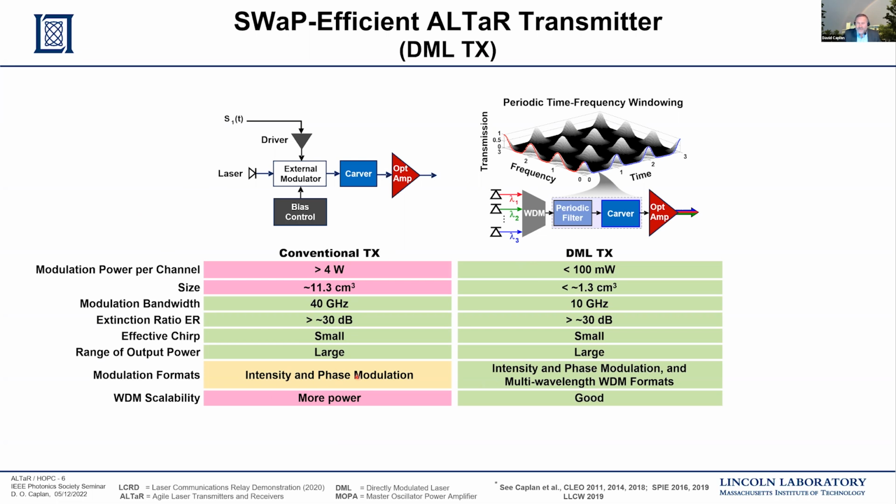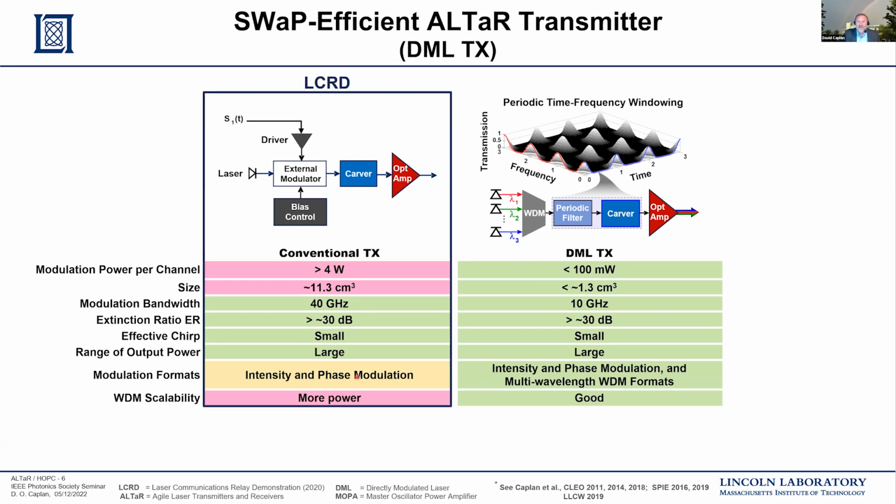The left-hand column highlights a more conventional master oscillator power amplifier transmitter, which leverages an external modulator and the corresponding high power drivers and bias control that are needed to implement the modulation on the CW carrier. Typical external modulator designs will have a separate carver and then an optical amplifier in the loop that amplifies the weak optical signal to a power level suitable to bridge the link of interest. And this stoplight chart highlights the strengths and weaknesses of this conventional design.